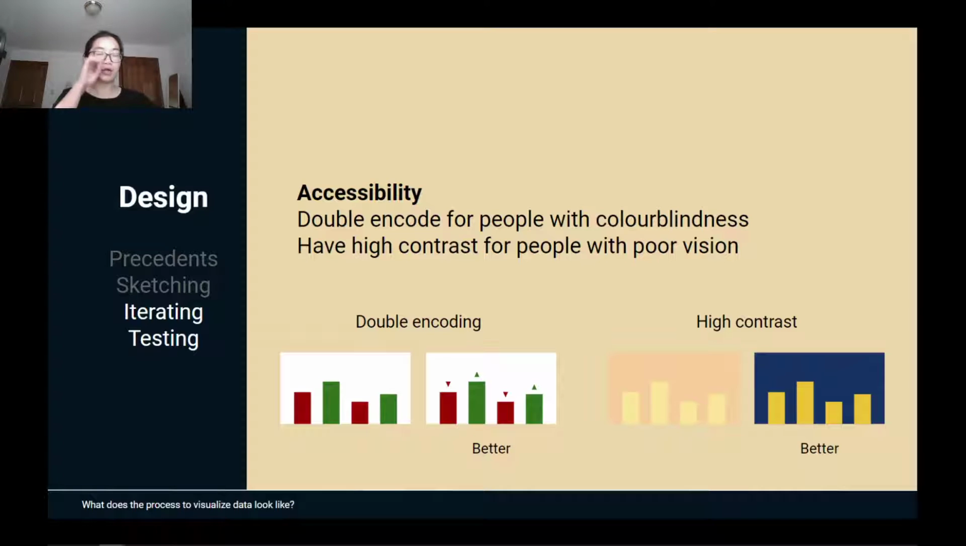The second aspect to consider is contrast. People with poor vision might not be able to see the differences here really quickly, but if you have a higher contrast in how you display the information like this, it's a lot more effective.